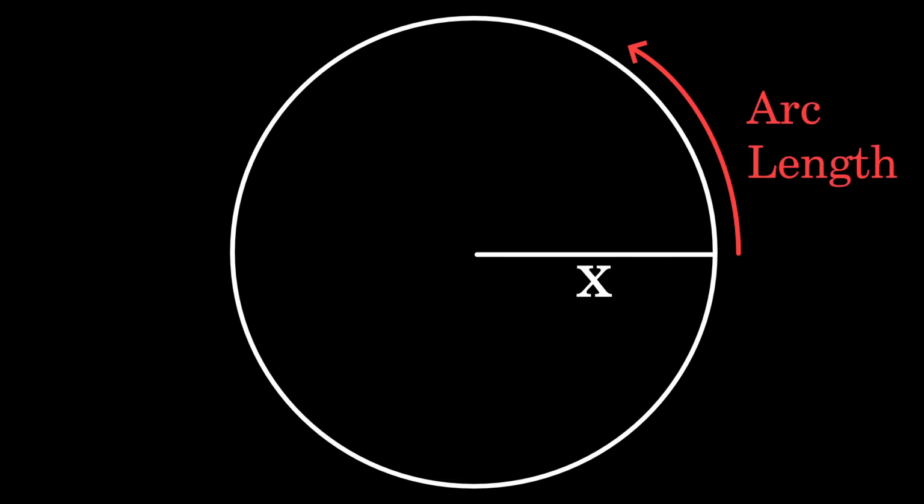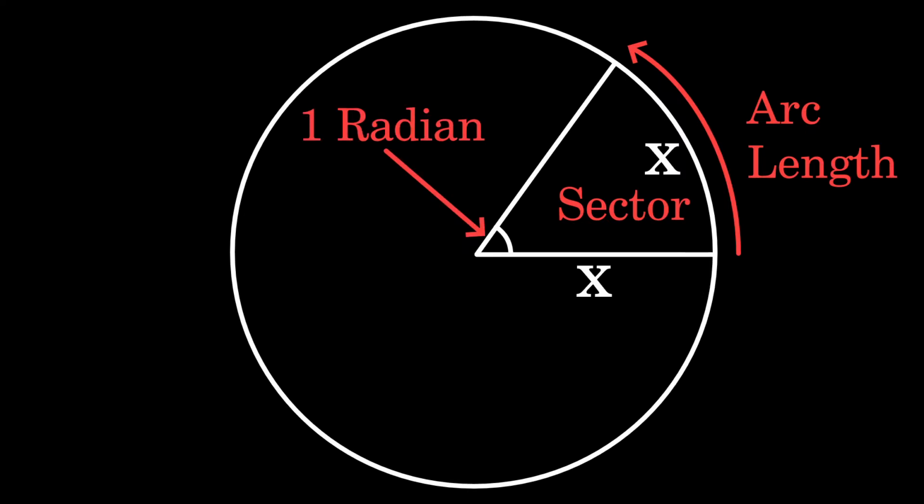Let's draw a circle with a radius of any length. It doesn't matter what the length is. Let's now mark out a section on the circle, called an arc length, that's equal to the radius of the circle. Now draw another radius length to connect the other end of the arc to form a sector. The angle between the radii is known as 1 radian.